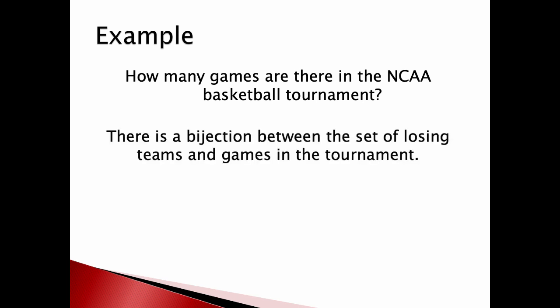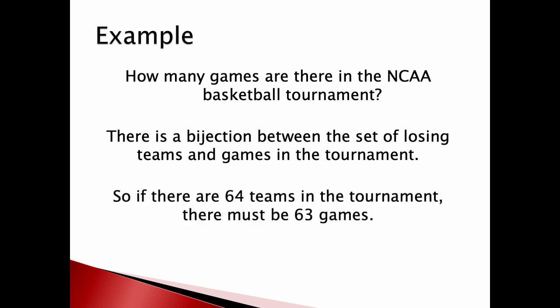And it's this. There's a bijection between the set of losing teams that don't win the whole thing, and games in the tournament, right? Because every game produces a loser. Every loser lost some game. And because this isn't a double elimination situation like the College World Series or something, there's a bijection between the losers, the ones who didn't win the entire thing, and the games in the tournament. How many losers are there? Obviously 63. There's 64 teams that started, only one of them won the whole thing, so it had to be 63 games. No adding up, no nothing.